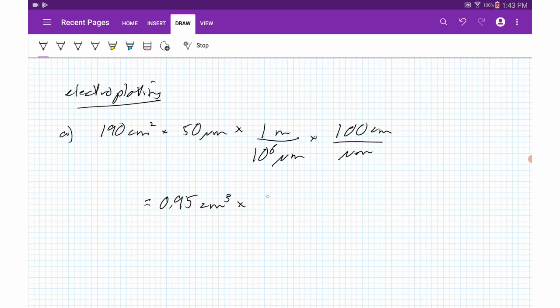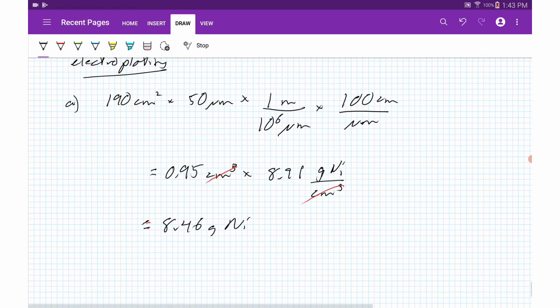And if we multiply by the density of nickel, 8.91 grams of nickel per centimeter cubed, of course, the volume cancels. And we find out that we have 8.46 grams of nickel that has been plated onto this dinnerware set.